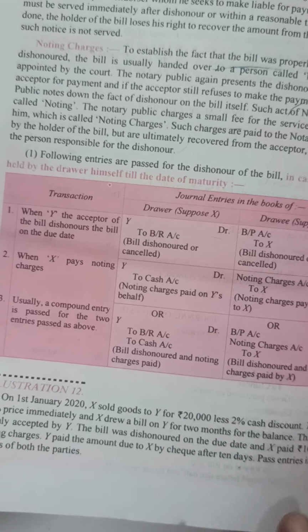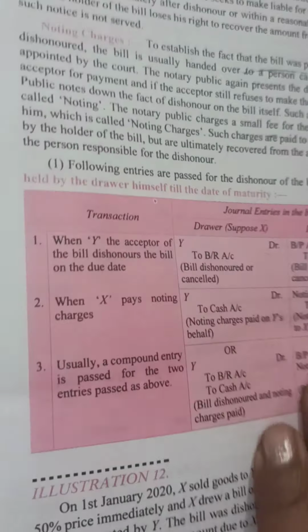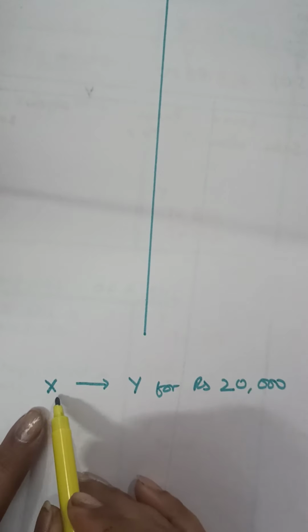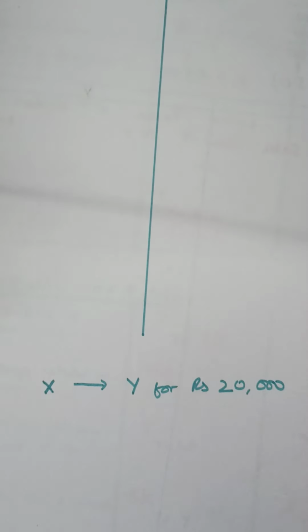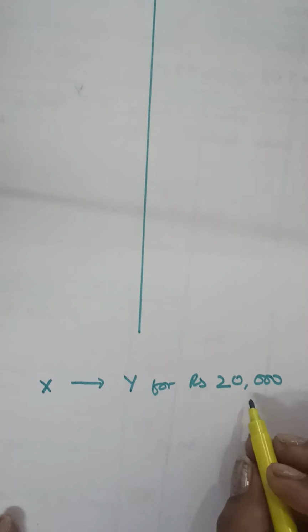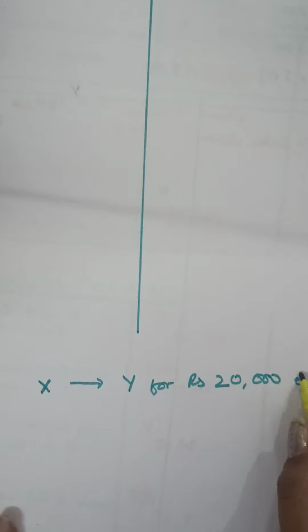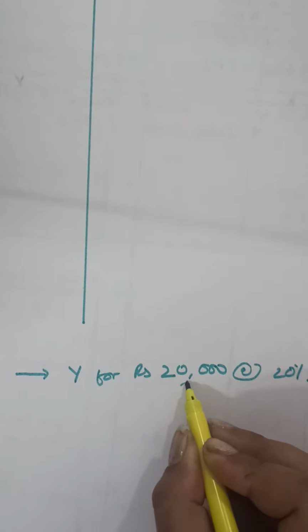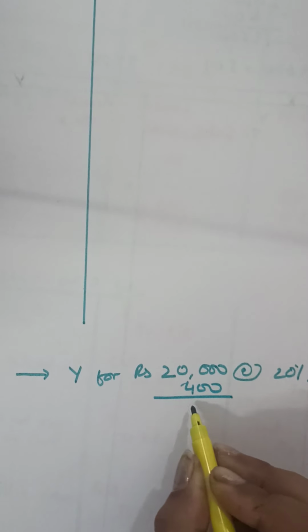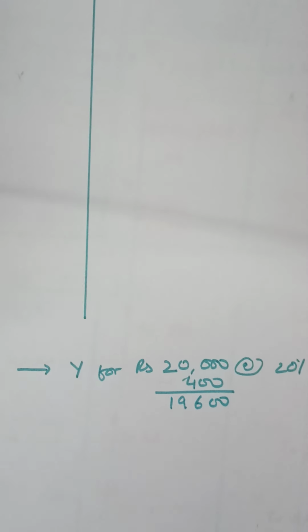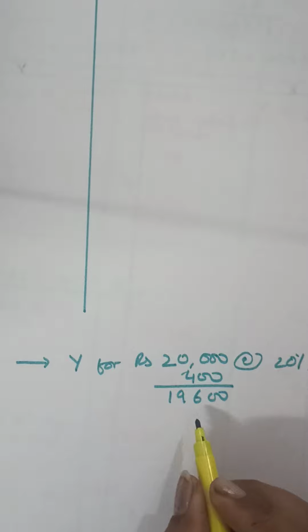Question very clear to you. I'll break the question and explain so that it is easier for you to understand. Now here girls, the goods have been sold by X to Y for rupees 20,000 at a discount of 2%. 2% of 20,000 means this is the discount 400. So this comes to rupees 19,600. See, this is the amount of goods that are sold.